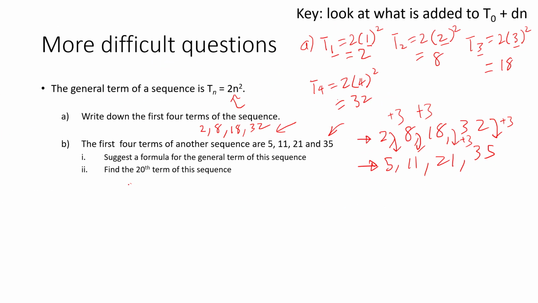So term n will be equal to 2n squared plus 3, because you can see that the new sequence is the old sequence, but everything plus 3. And find the 20th term of this sequence, quite easy. Term 20 is equal to 2 times 20 squared plus 3. So I will get 803.